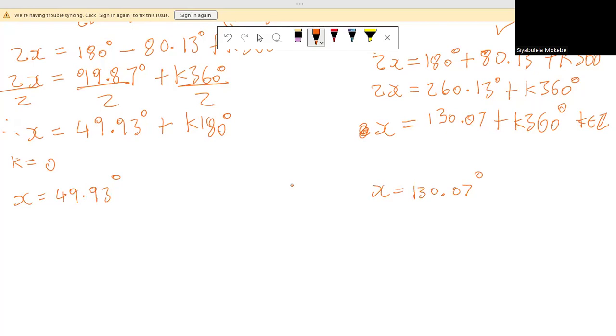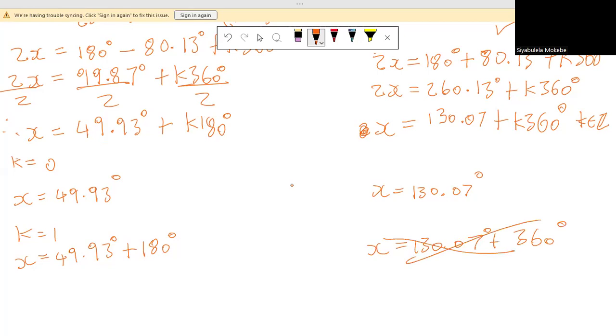And then, with that being said, now let's try K equals to 1. So I'll have x is equal to 49.93 plus 180. And here, x is equal to 130 plus 360. Now you can see this one won't work because we are beyond 360 degrees. So I'm left with this one, which is 49.93 plus 180, which is 229.93. So we have 1, and then 2 and 3.